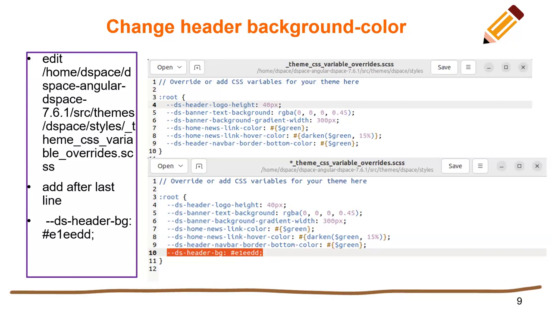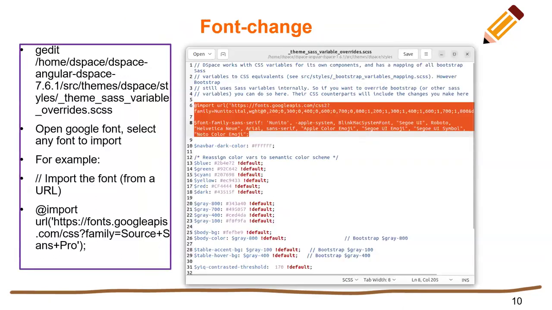So here, if you see this, after line 9 we have added this one. So the header background will change like that. Okay. Font change. If you want to add some font in your interface, you have to go to the theme's sass variable override file. There you have to add this.